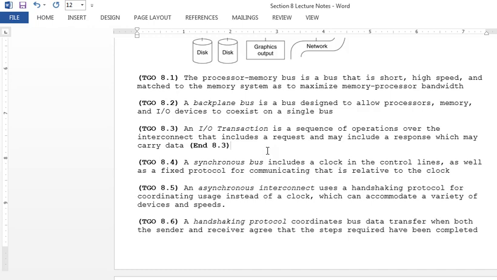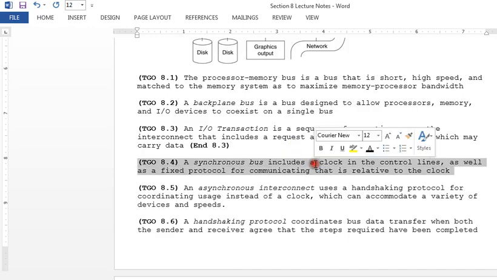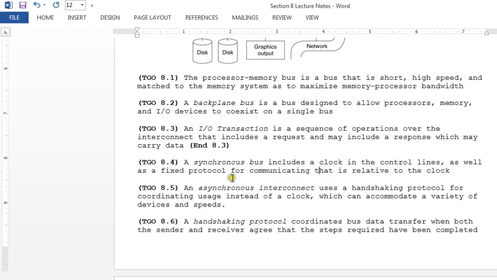So a synchronous bus includes a clock in the control lines, as well as a fixed protocol for communicating that is relative to the clock. So we have our clock signal. Clock one, you want something. That means you wait till the second clock before you can receive or do an IO transaction. So the clock occurs, first one, you have to wait. Next clock, okay, it's your turn.